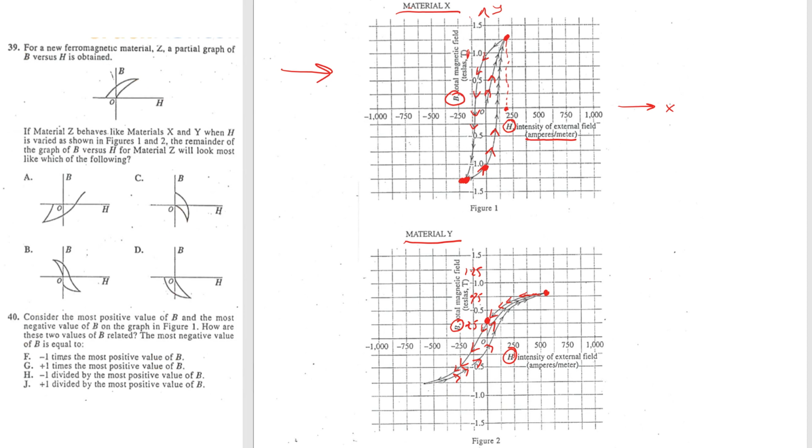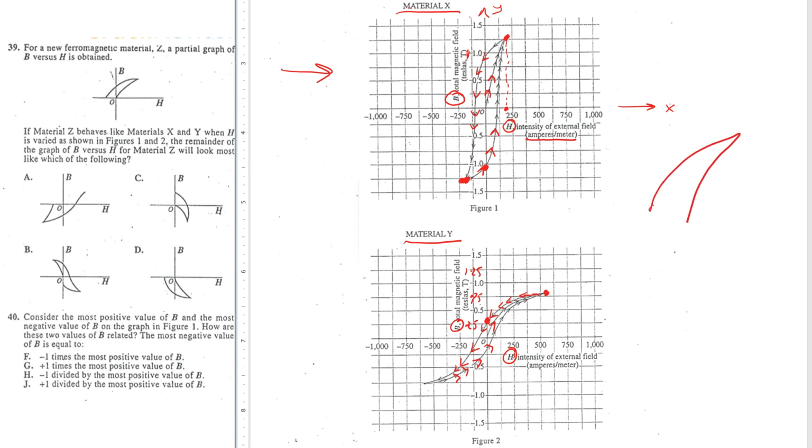Okay, now question 39. For a new ferromagnetic material Z, a partial graph of B versus H is obtained if material Z behaves like X and Y when H is varied as shown in figures 1 and 2. The remainder of the graph of B versus H for material Z will look most like which of the following? Well, we can see that both of these do this kind of thing. It goes up like that and comes down. This one just does it at more of an angle.